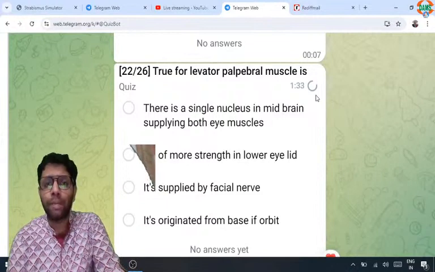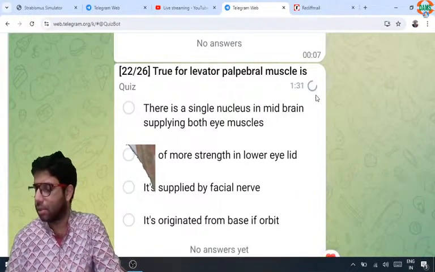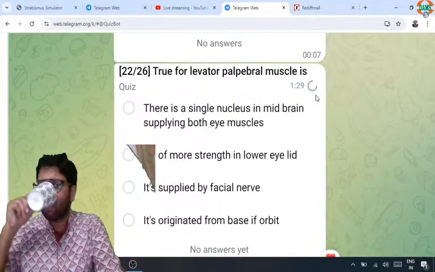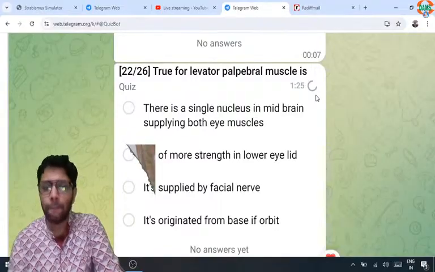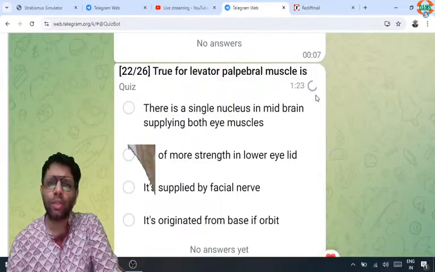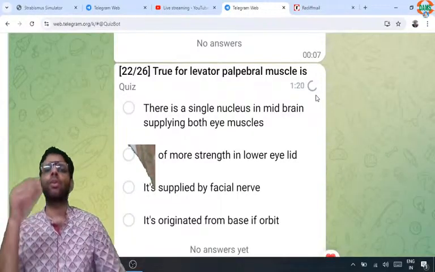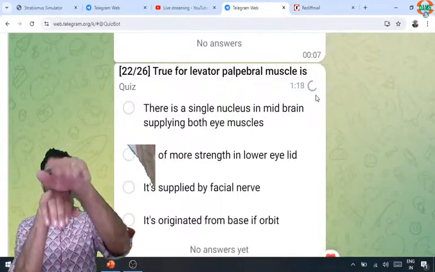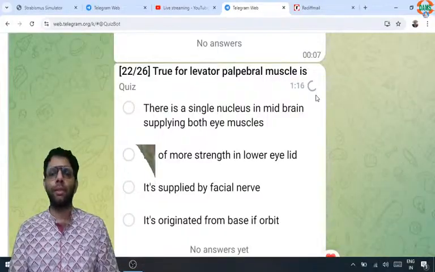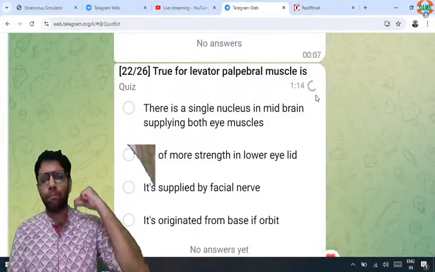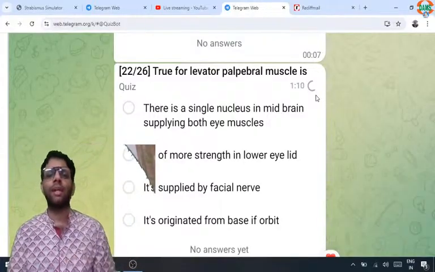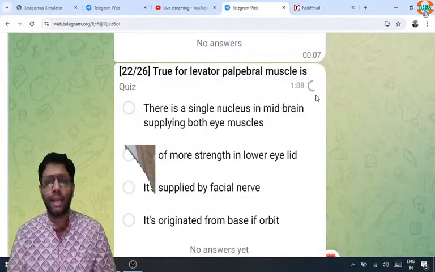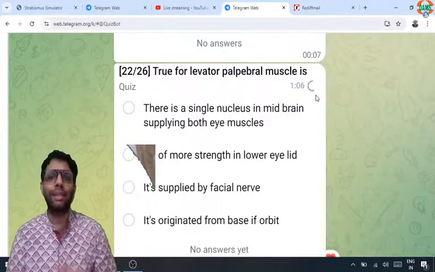True for levator palpebrae muscle. Okay, levator palpebrae is present only in the upper eyelid. That's why the name is superioris. Levator palpebrae superioris elevates the eyelid more than 15 millimeters. Origin from the apex of the orbit, from the lesser wing of sphenoid, roof of the orbit, and maximum insertion in the anterior tarsus. Can insert into skin of the eyelid, forming eyelid crease, horizontal line.